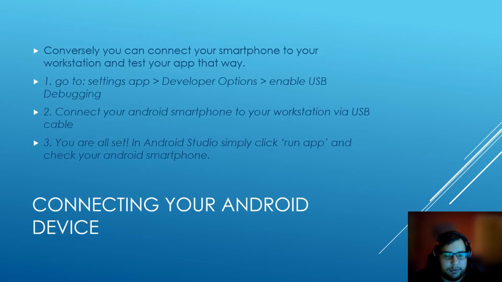So now let's talk about how we can connect our real Android hardware. To test on a real smartphone, go to the Settings app, Developer Options, and enable USB debugging. Now connect your smartphone to your workstation via USB. In the drop-down menu of available devices, your device should appear and be ready to run your code once selected. It gets located under the Physical Devices tab of Device Manager.